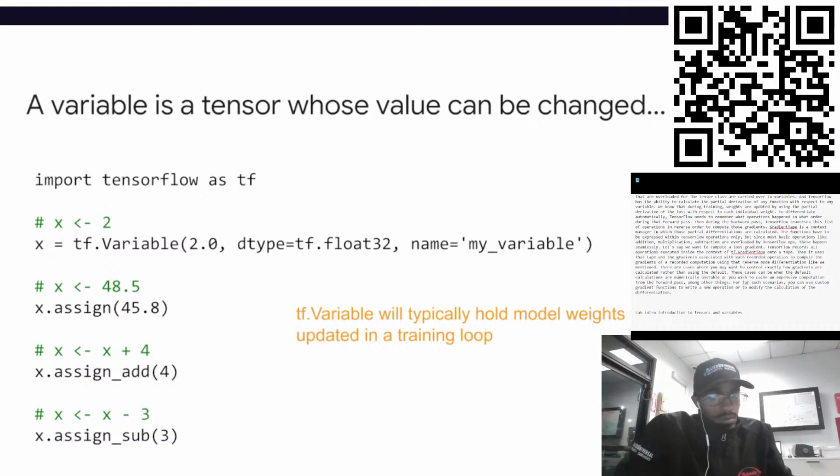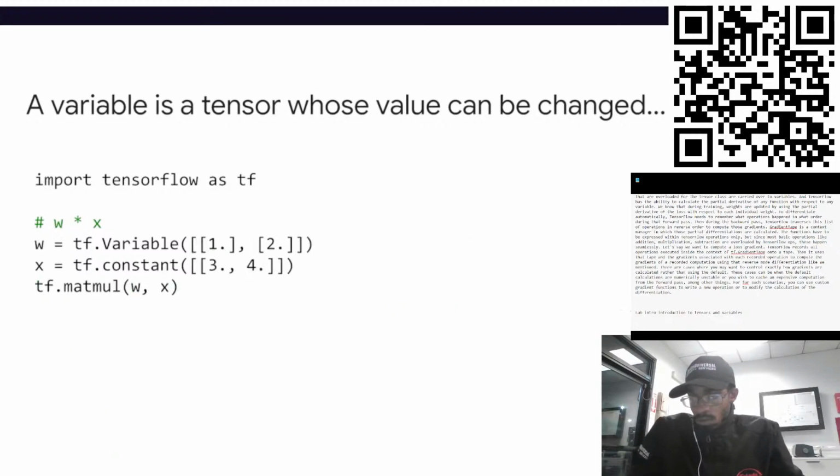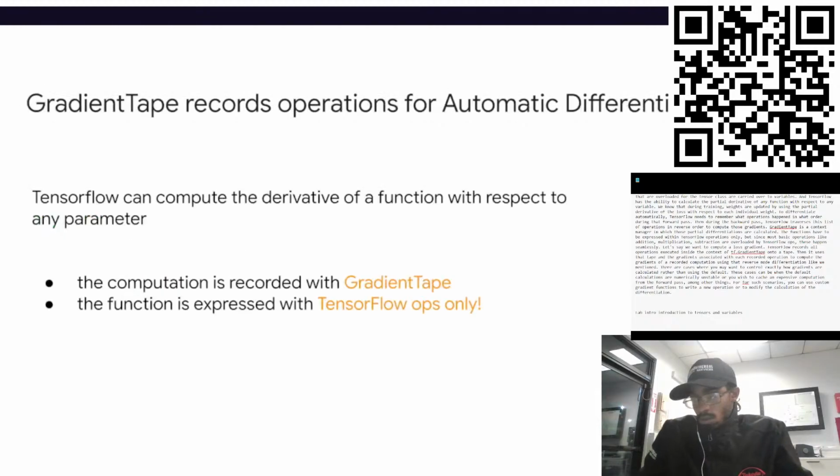As we mentioned before, tf.variables are generally used for values that are modified during training, such as, you might guess, the model weights. Just like any tensor, variables created with variable can be used as inputs to your operations. Additionally, all the operators overloaded for the tensor class are carried over to variables. And TensorFlow has the ability to calculate the partial derivative of any function with respect to any variable.